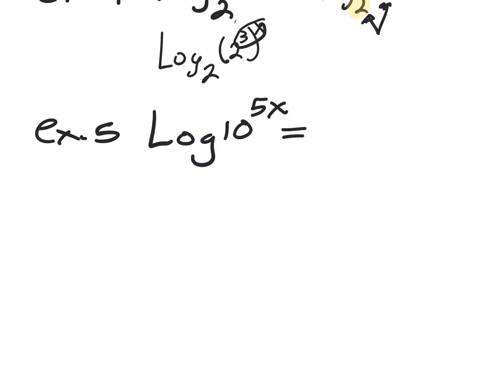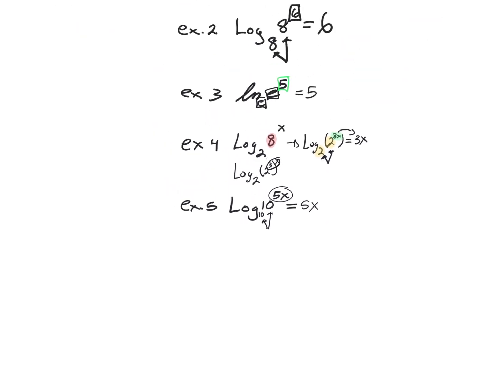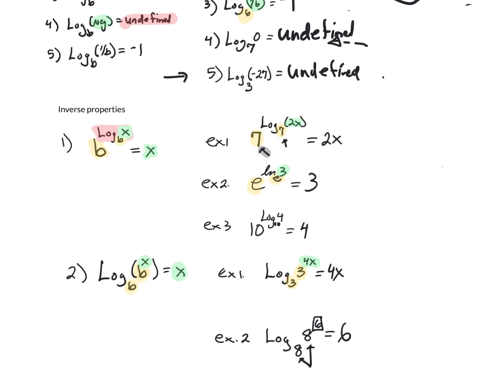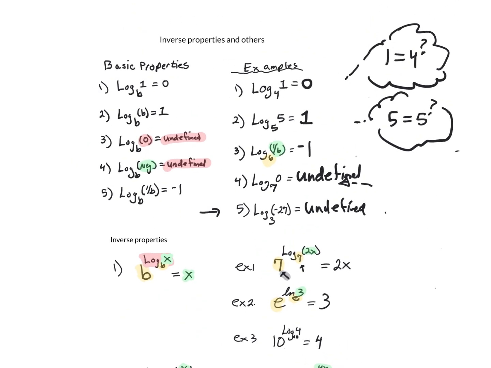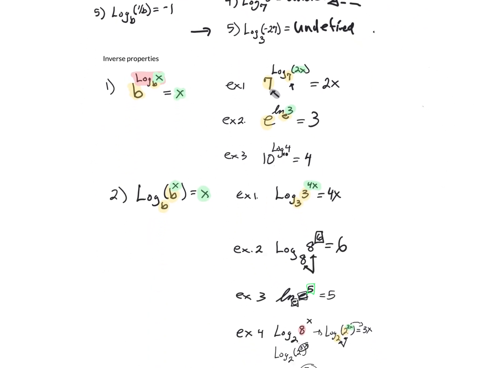This is the common log of 10 to the 5x power. Remember, if there's no base, that implies the base is 10. So we do have the bases the same, and the answer is just going to be 5x. And those are the inverse properties, and how those work. Some basic properties that you should know, and you've got your inverse properties.